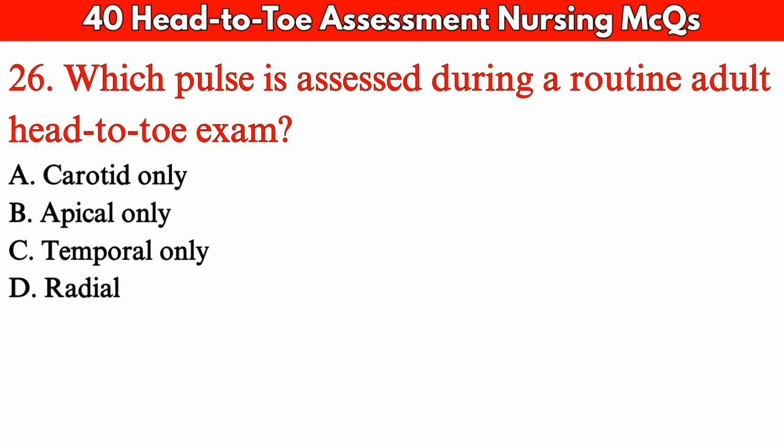Which pulse is assessed during a routine adult head-to-toe exam? A. Carotid only, B. Apical only, C. Temporal only, D. Radial. Correct answer is D. Radial. In a routine assessment of a stable adult, the radial pulse at the wrist is the standard site used to assess heart rate and rhythm. The carotid pulse is usually reserved for emergencies. The apical pulse is used when more precise cardiac monitoring is needed, and the temporal pulse is rarely used in routine adult assessments.